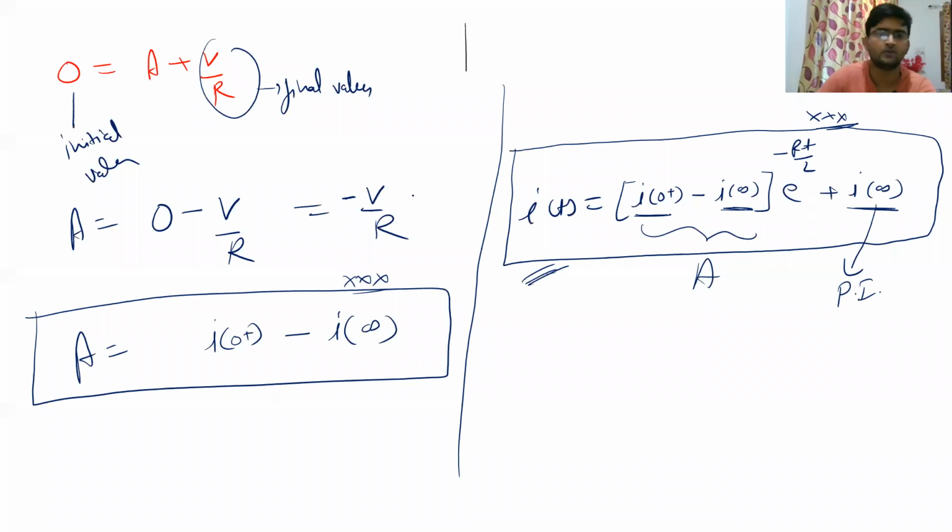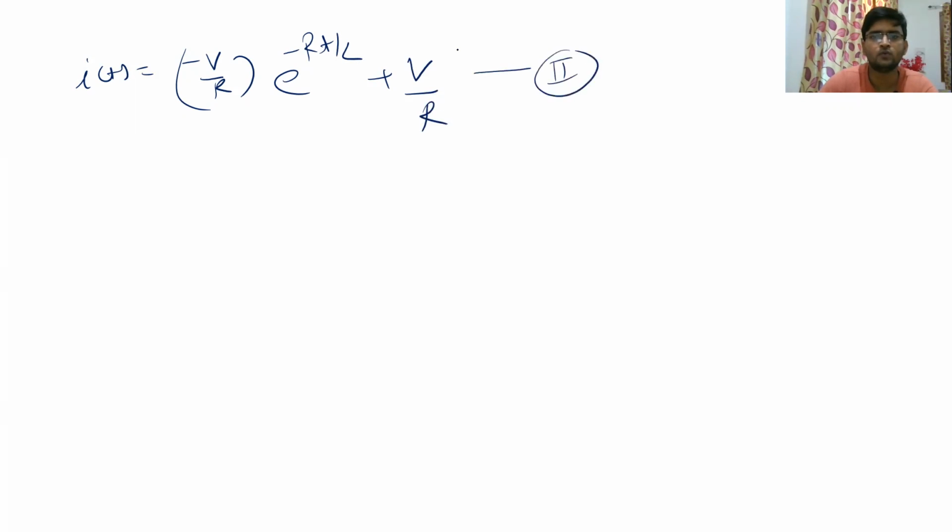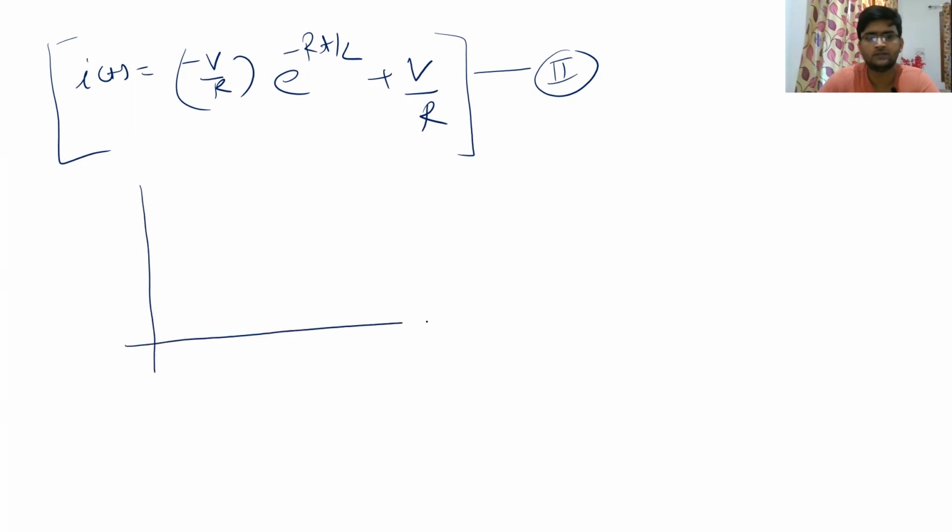So coming back to the equation of RL circuit with source, we had got i(t) is equal to minus V divided by R. This was the value of A, right? Minus V divided by R, e to the power minus Rt by L plus V divided by R. This was our equation number 2. This was the current equation. So if I want to draw it, how will the equation look like?